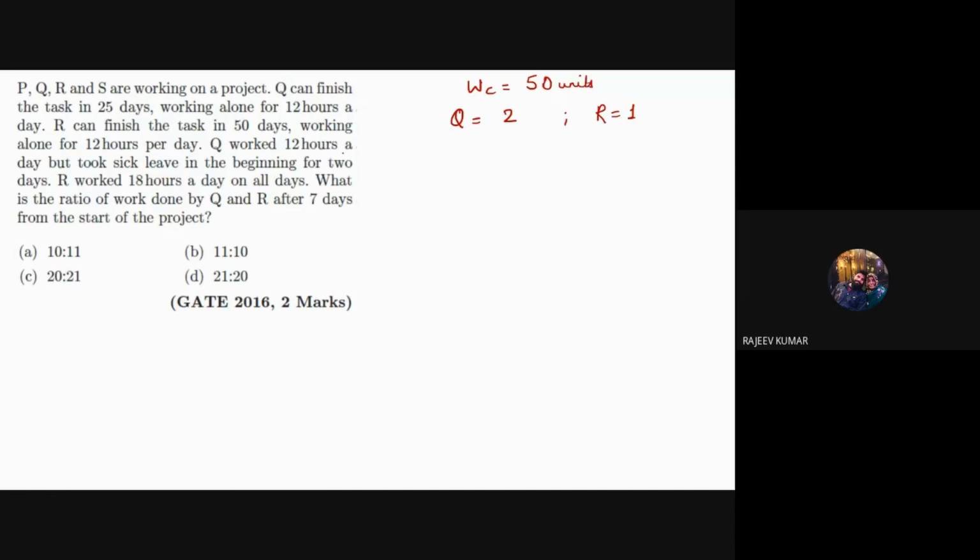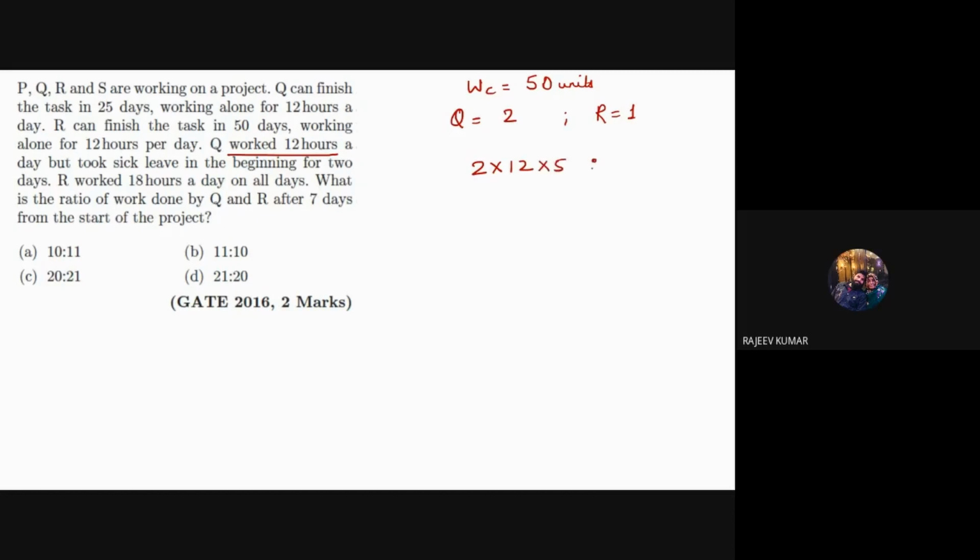Q worked 12 hours a day, but took a sick leave in the beginning for 2 days. R worked 18 hours a day for all the days. What is the ratio of work done by Q and R after 7 days from the start? So first let me talk about Q. Q worked 12 hours a day with a speed of 2, but took a sick leave of 2 days, and we had to find out after 7 days. So he worked for 5 days.